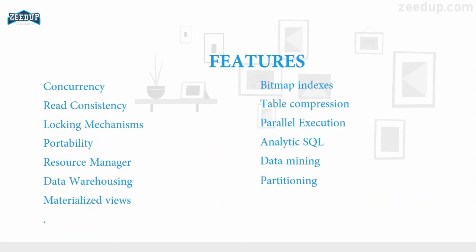If we talk about its features, there are different features provided to us by Oracle. The ones that attract the most attention are concurrency, read consistency, portability, data mining, bitmap indexes, parallel execution, partitioning, and materialized views. These are the things that make Oracle stand out from the rest of the databases, because these are features that are not provided by each and every database.